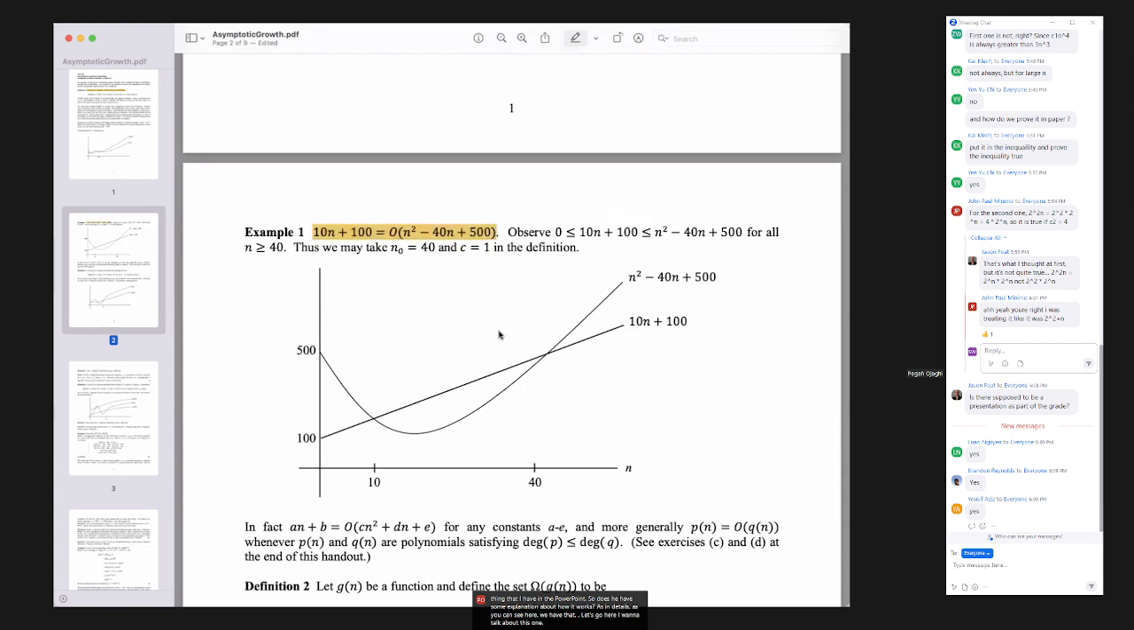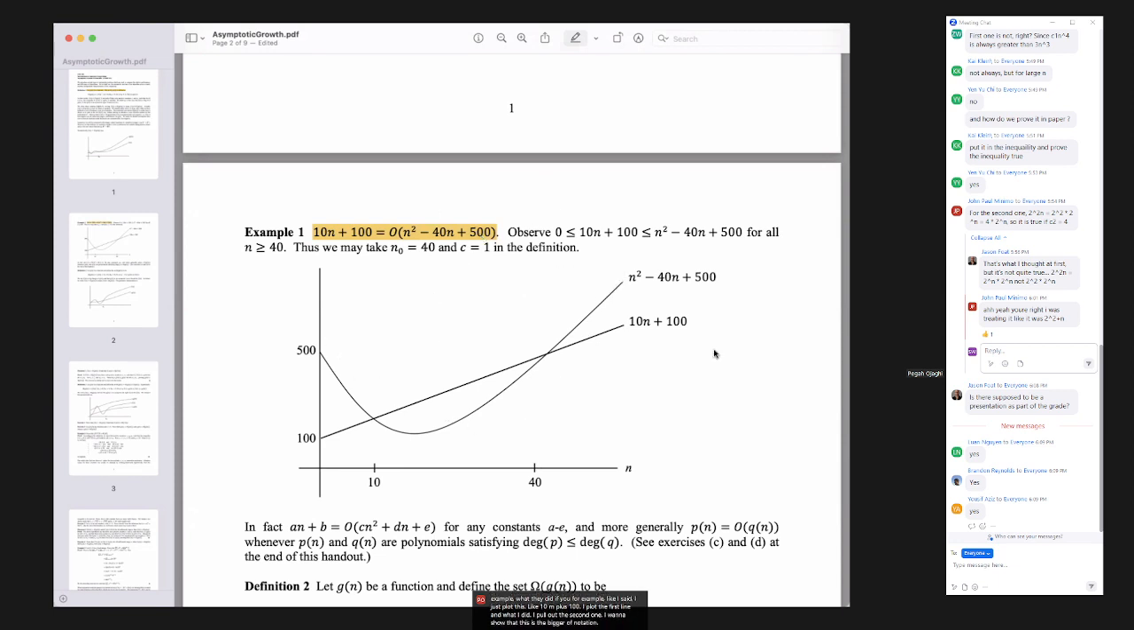So we say, okay, I have 10n plus 100 is big O notation of n squared minus 10n plus 500. How do they do that? For example, if you look at it, I just plot this, 10n plus 100. I plot the first line, and I plot the second one. I want to show that this is the big O notation.